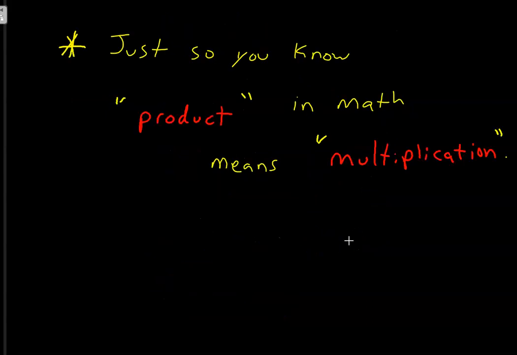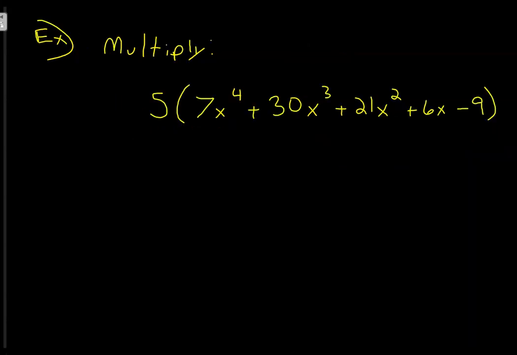Alright, so just so you know, product in math means multiplication. Product means multiplication or to multiply, either way you think about it. Alright, I'm erasing this. It says multiply 5 times all of these numbers in the parentheses. So we'll multiply 5 to all the numbers that are within the parentheses, or find the product of all those numbers. So I'm going to take 5, and we're going to do this thing called distribute.